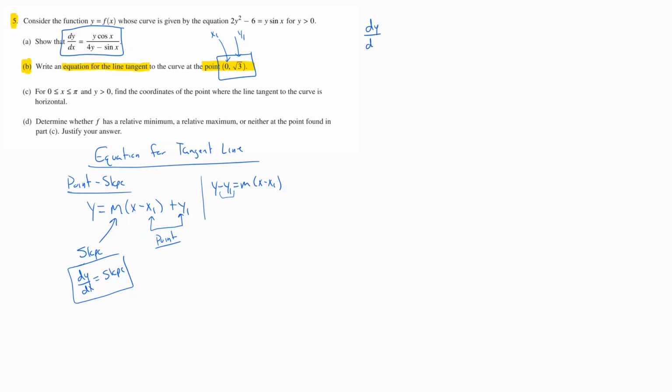So we want to do dy dx, and then normally they put this evaluated bar, and we would do it at (0, square root of 3). So that's our x value, and that's our y value. And now we're just going to plug all those pieces into this formula here. So on top we have y, which is the square root of 3, times the cosine of x, which is 0, over 4 times y, which is again the square root of 3, minus the sine of x, which would be 0. And now we just need to calculate that out.